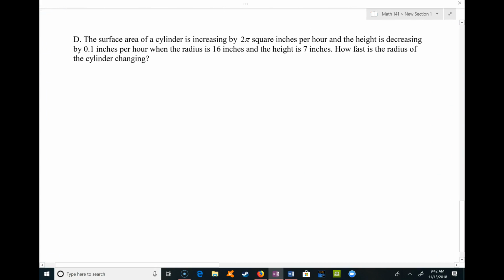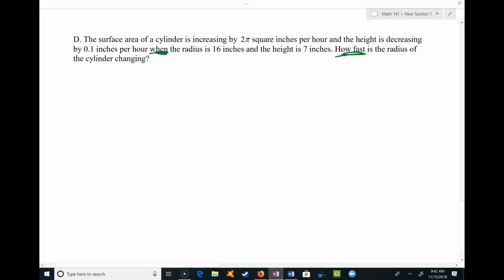The surface area of a cylinder is increasing. So the fact that it said increasing, I'm thinking, oh, this might be a related rates problem, right? By 2 pi square inches per hour. And the height is decreasing. Yeah, there's another rate. This has got to be related rates, right? By 0.1 inches per hour when the radius is 16 inches and the height is 7 inches. How fast? Okay, here's the question. How fast is the radius of the cylinder changing? And where's the when? There's the when, and there's the question.